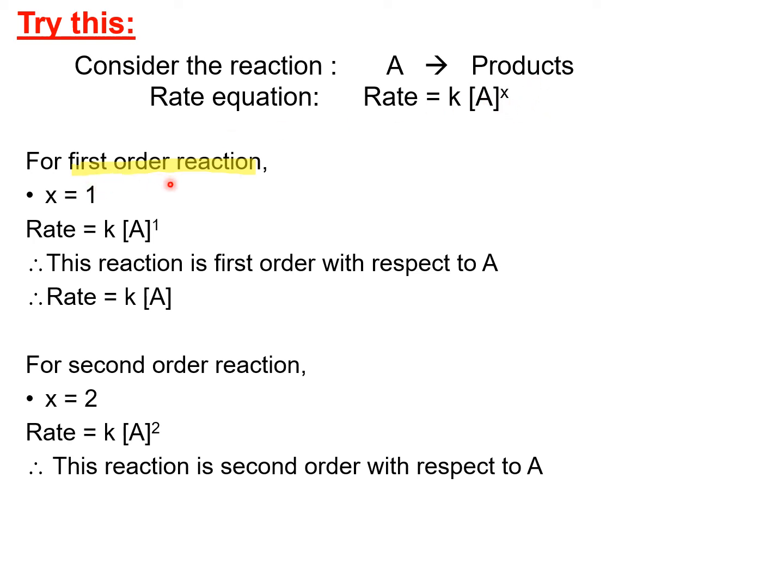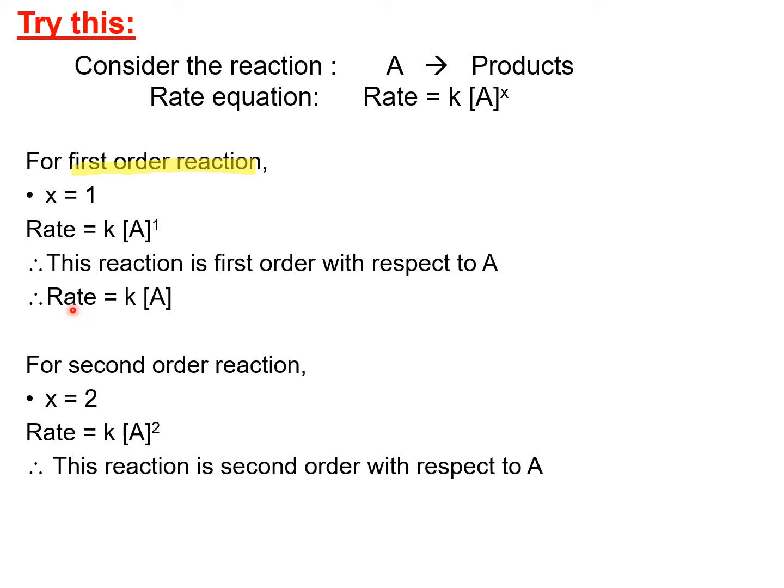So for first order reaction, of course X equals 1. So when X equals 1, rate will be equal to the rate constant multiplied by the concentration of reactant A to the power of 1. So this reaction is actually first order with respect to A.